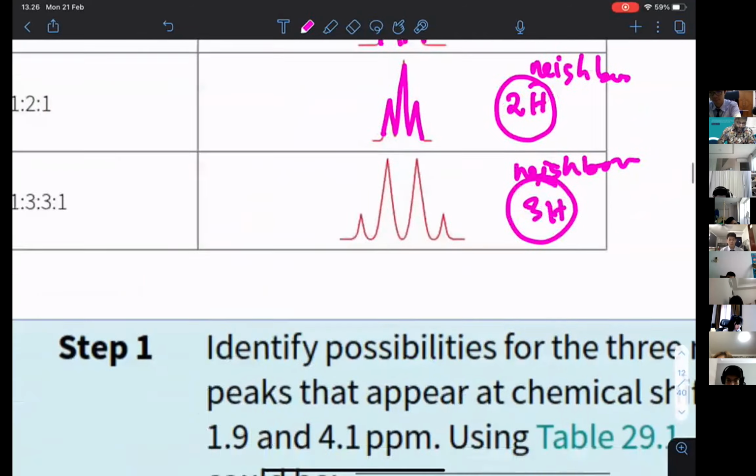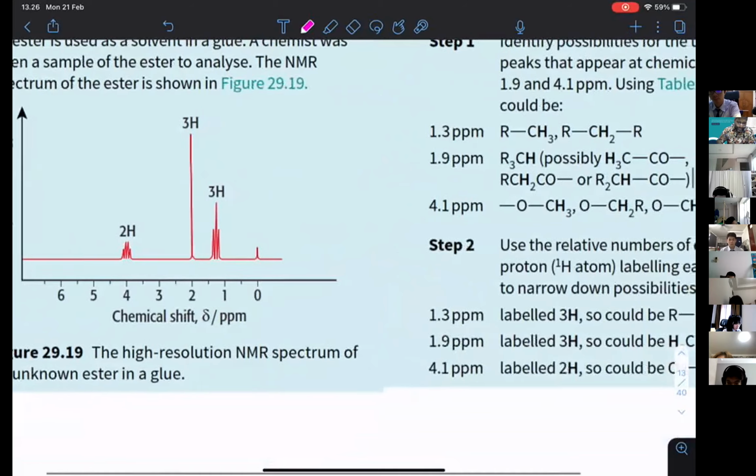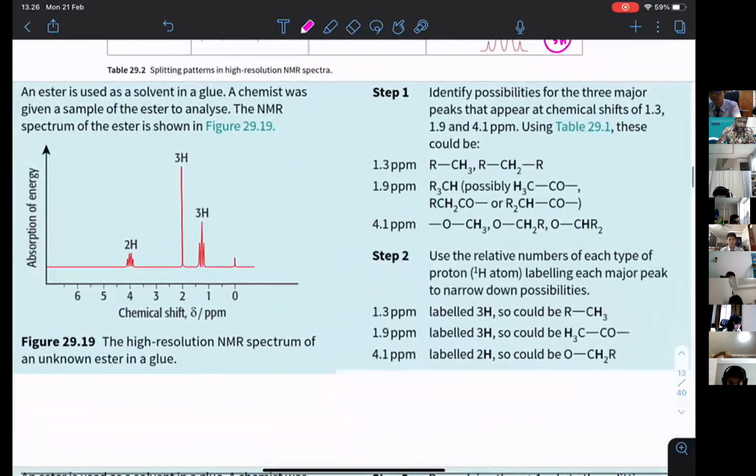Now, let's look at an example. In this example, they say that ester is used as a solvent in glue. Everyone should know that ester is going to be R1, C double bond O, O, R2. The thing that I don't have details over here is I don't know what is R1 and what is R2. I am going to use this NMR reading to find out.